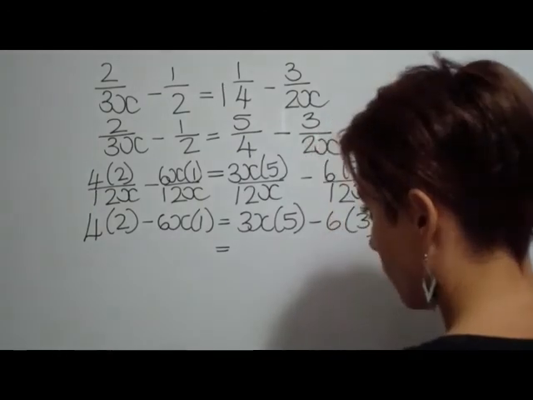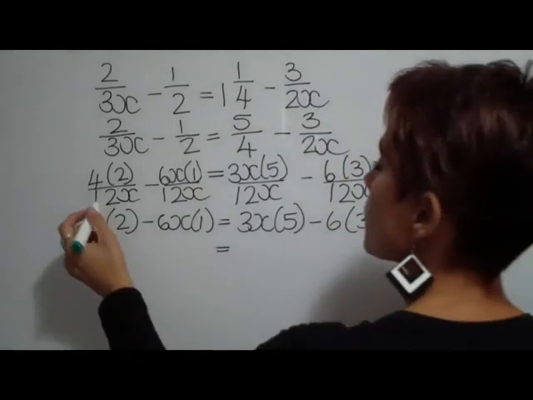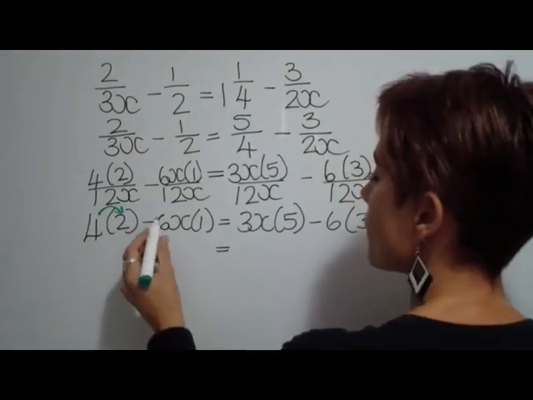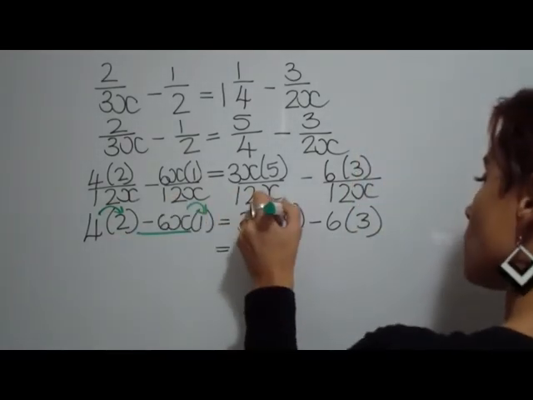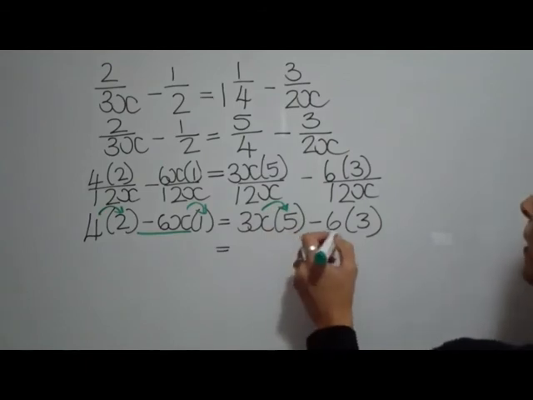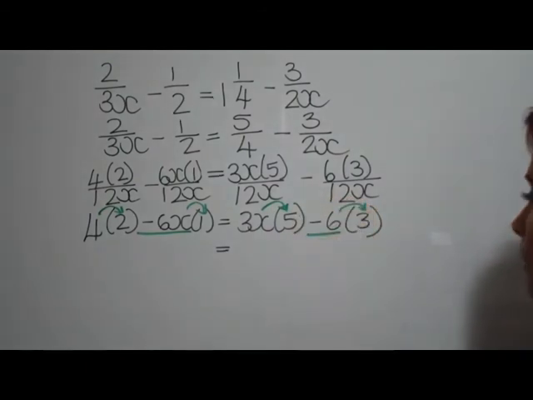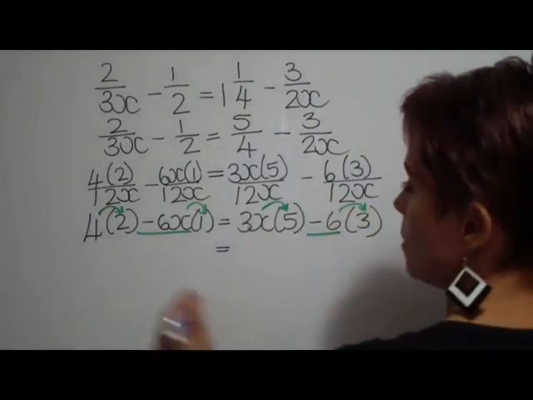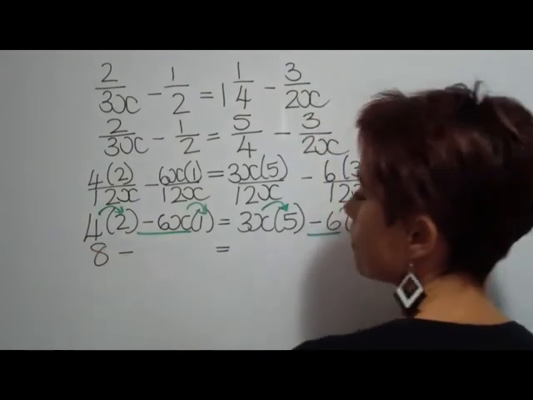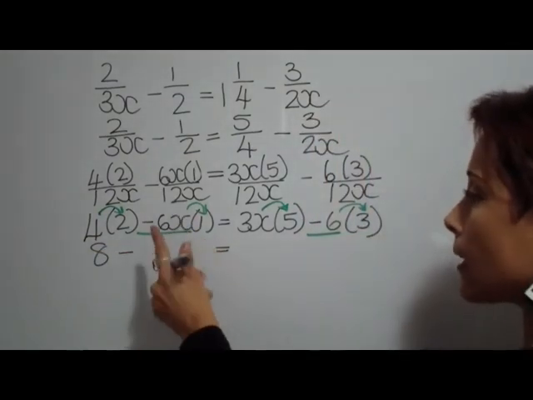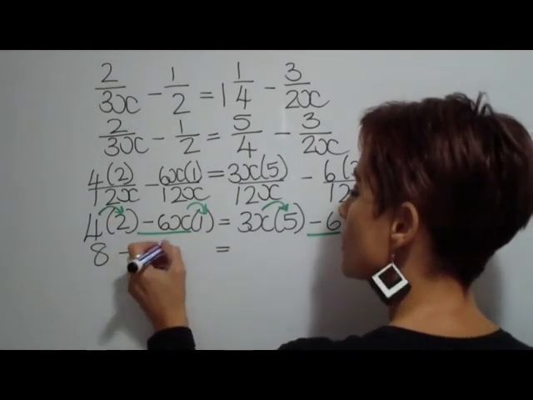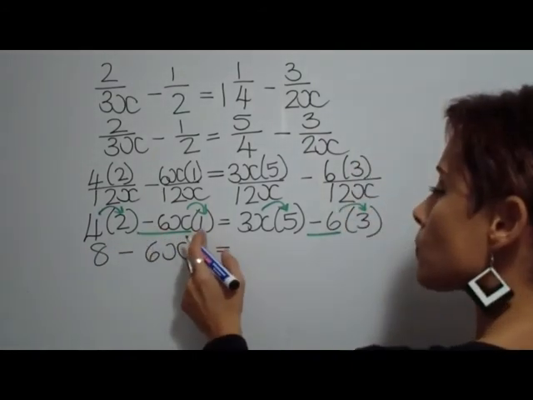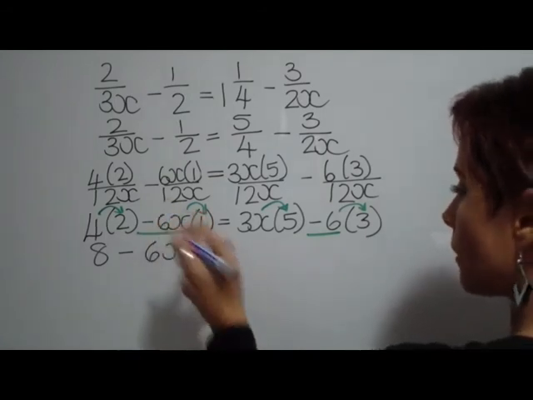Nou gaan ek net gou check, net gaan my brein 'n kansie gee. Got a times in there, guys. This is a negative 6x, that's times by 1. This is a 3x times by 5, and ouens is a negative 6 maal met 3. Beautiful. That's 8. 8 minus, what is 6x? Negative 6 times 1. That's negative 6. It's negative 6x. This negative 6 maal 1 is negative 6x.